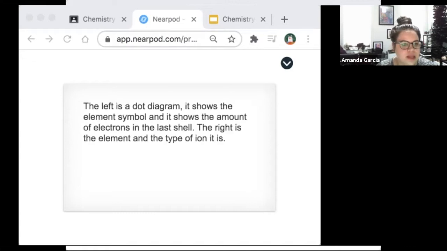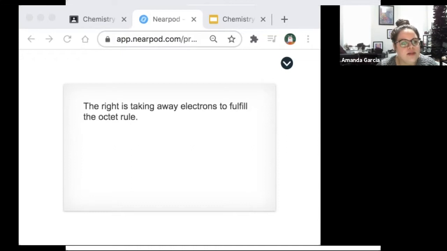The left is a Lewis dot diagram. It shows the element symbol and it shows the amount of electrons in the last shell. The right is the element and the type of ion it is. Beautiful. Good. The right one is taking away electrons to fulfill the octet rule. Beautiful. This is the key thing I was looking for, but I do see a bunch of other ones focusing on the electrons, which is good, and focusing on the charge on the second one.